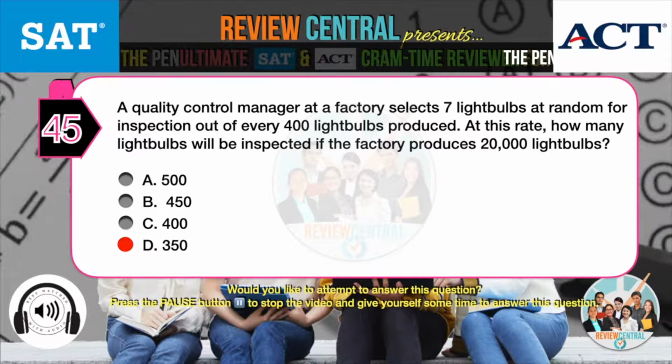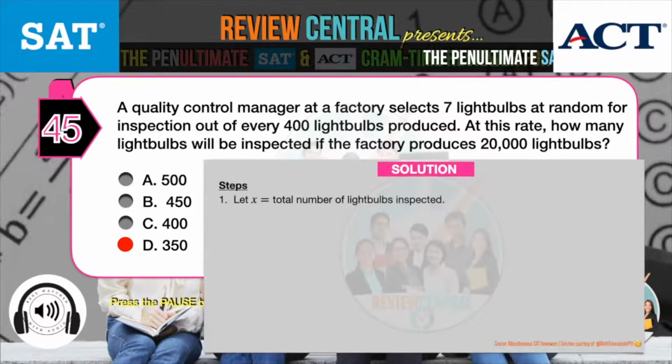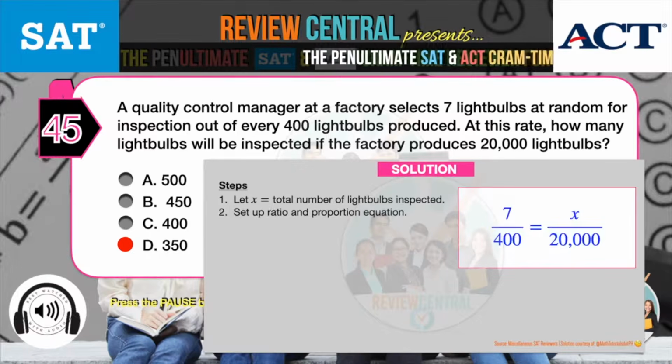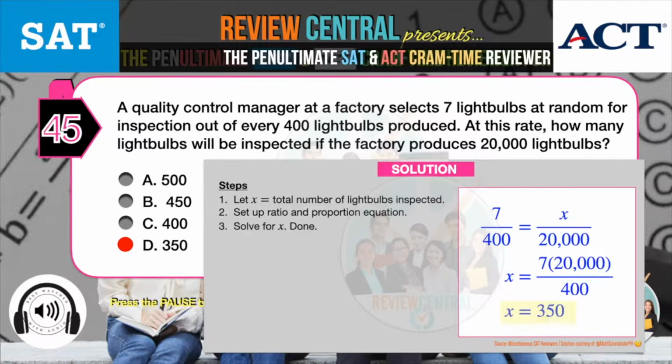This is a simple ratio and proportion problem. Let's set up the ratio and proportion based on the given values. Let x be the total number of light bulbs inspected. 7:400 is equal to x is to 20,000. Solving for x, we should quickly arrive at 350 as our correct answer.